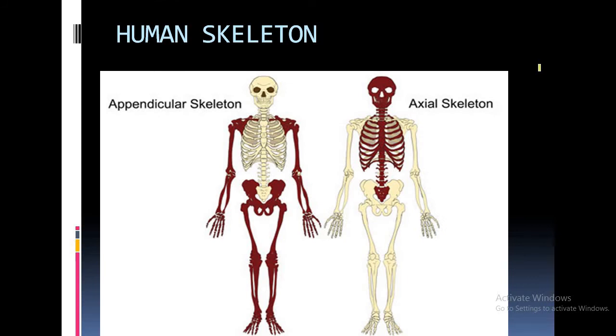Now the human skeleton is broadly classified into two categories to make your study easier: the axial skeleton and the appendicular skeleton. Axial, like an axis: the skull, the vertebral column, and the rib cage form the axial skeleton, whereas appendicular means the limbs. So the upper pectoral girdle, the lower pelvic girdle, forelimbs, and hind limbs form the appendicular skeleton.